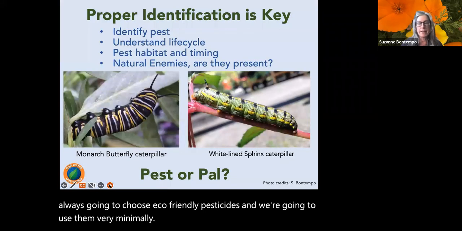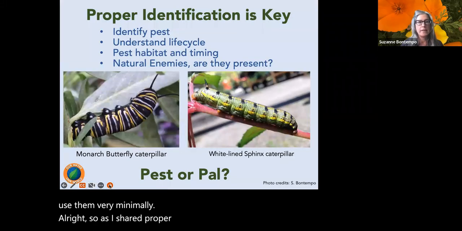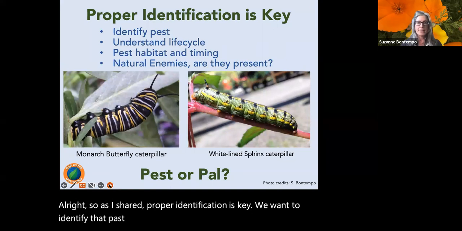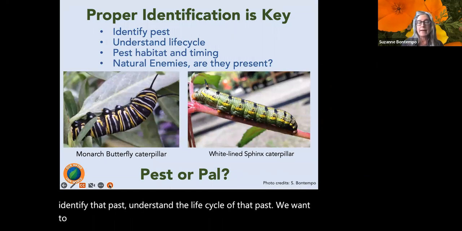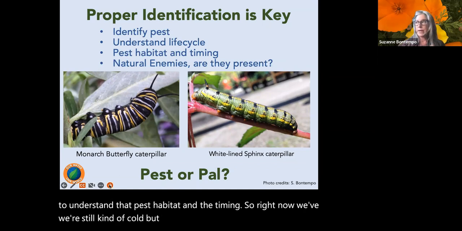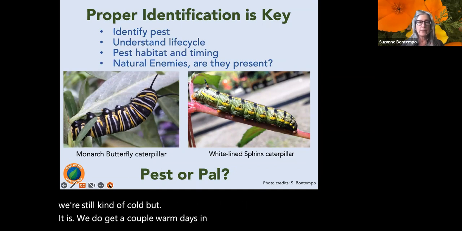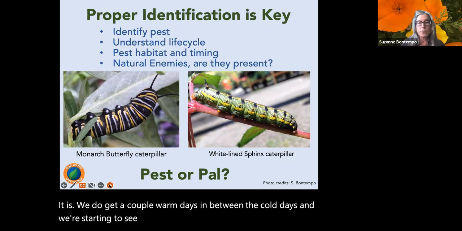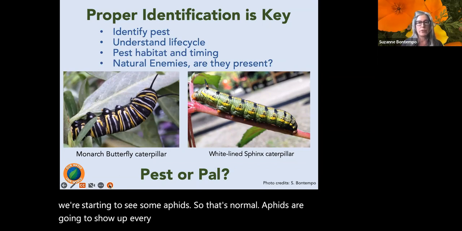All right, so as I shared, proper identification is key. We want to identify that pest, understand the life cycle of that pest. We want to understand that pest's habitat and the timing. So right now, we're still kind of cold, but we do get a couple of warm days in between the cold days, and we're starting to see some aphids. So that's normal. Aphids are going to show up every spring once the temperatures get warm. So we're expecting them, right?